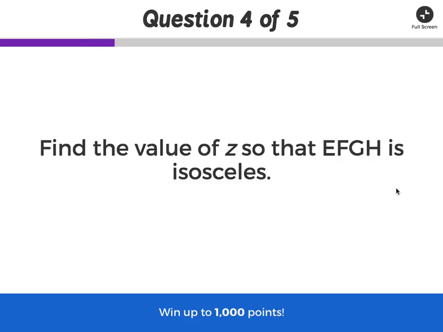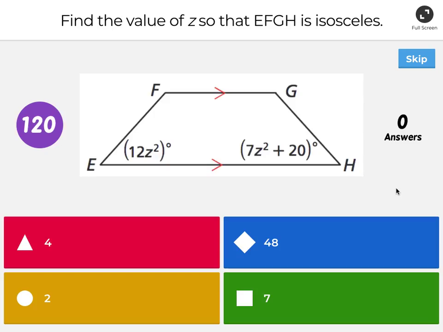Find the value of Z so that EFGH is isosceles. If this is an isosceles trapezoid, what do I know about these two angles? They are congruent. The base angles are congruent. So if I want to find Z, what do I have to do with those two? I set them equal.